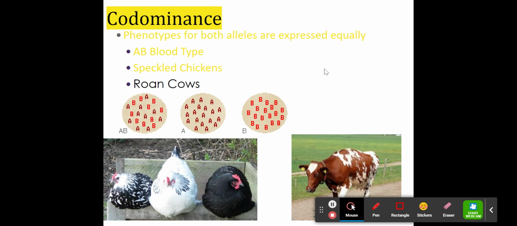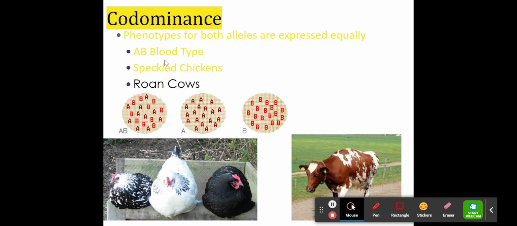Codominance means that it's going to be both traits, not a mixture of them, but trait 1 and trait 2, or phenotype 1 and phenotype 2. This is where both alleles are expressed equally. They are not mixed together the same way that incomplete dominance was, where incomplete dominance mixes like paint. Codominance can be speckled or striped, or a roan cow, which is this kind of white and brown that's speckled or spotted together. That is an example of codominance.